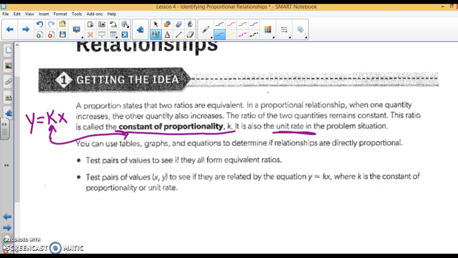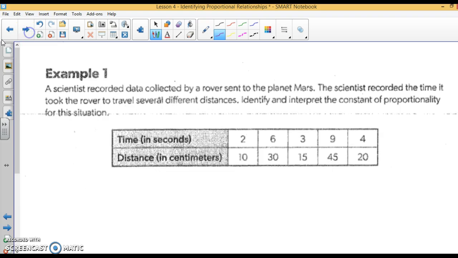So when we are asked if something is proportional, we need to see if every pair of points is related in the same exact way. So let's take a look at example 1. It says a scientist recorded data collected by a rover sent to the planet Mars. The scientist recorded the time it took for the rover to travel 7 different distances. Identify and interpret the constant of proportionality for this situation. So we've got time in seconds, distance in centimeters.